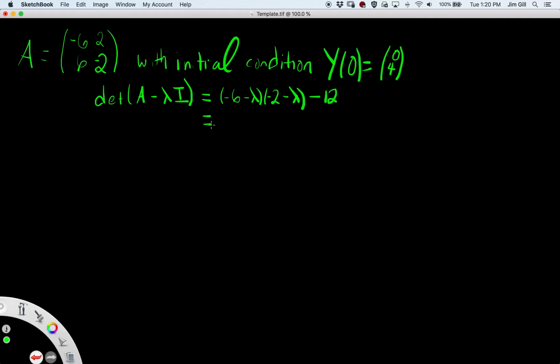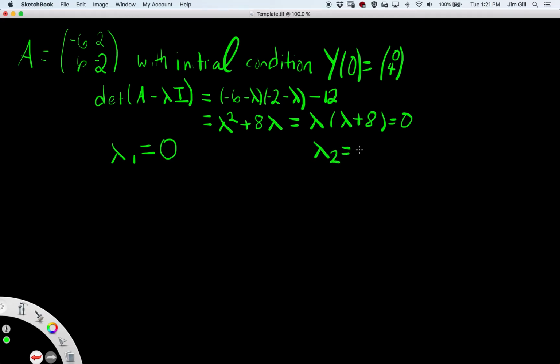Okay, I need to solve that equal to 0, so first I'm going to rearrange everything, and once I group everything, I get lambda squared plus 8 lambda, and there's no constant term, and factoring, I get lambda times lambda plus 8. So I need this to be equal to 0 to find my eigenvalues. So the first eigenvalue, let's call it lambda 1, is going to be 0. And the second eigenvalue, we'll call it lambda 2, is going to be -8. So those are my eigenvalues.